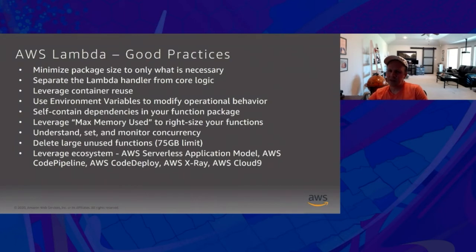Some Lambda best practices. Try to minimize package size. Don't import libraries that aren't needed or that you're not using. Try to separate the Lambda handler from core logic. When that function runs, there are some parameters that are declared outside of the main function. By putting global variables that don't need to be declared often outside of the function, it's a bit more efficient.